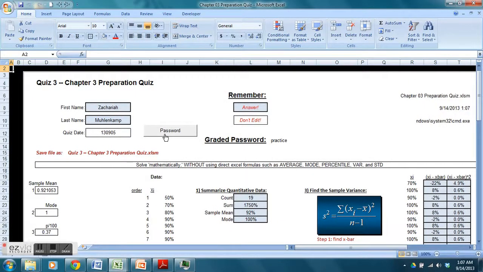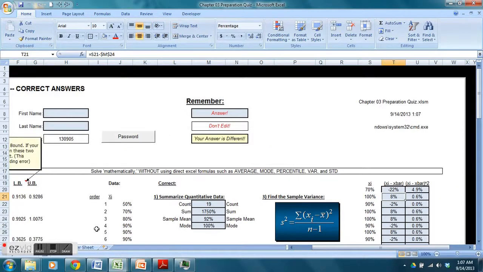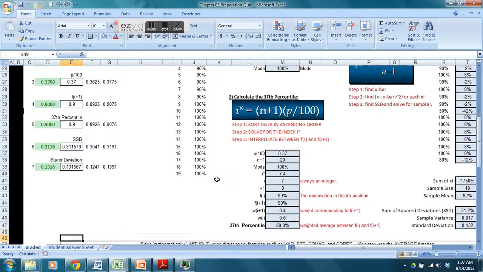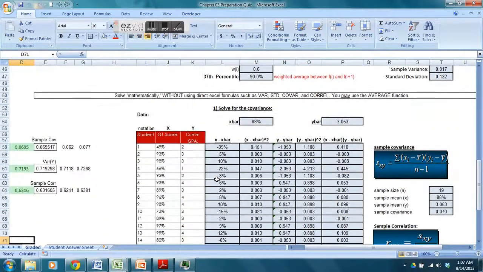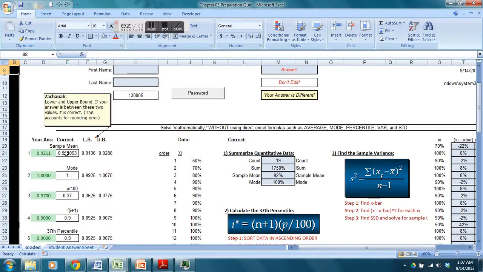So we can go to this password section right here and put in the graded password, which is practice. And now what happens is the graded tab pops up, and here's your answers in the graded tab, and here's the correct answers, and we can scan down and see, looks like we got them all right. This is a lower bound and upper bound. If your answer is between the lower bound and the upper bound, you have the correct answer.